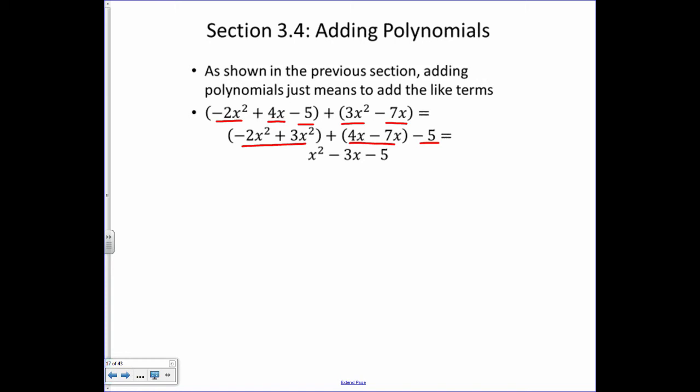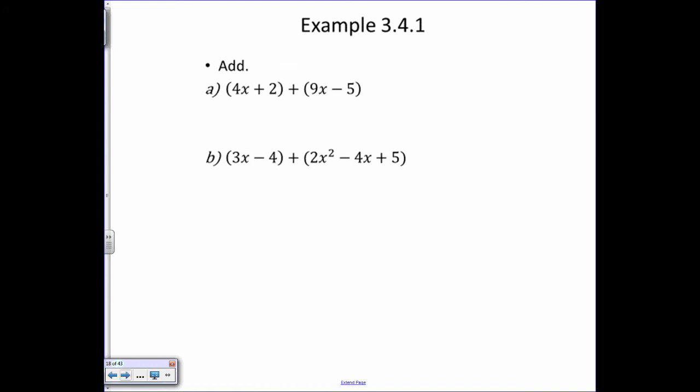Negative 2x squared plus 3x squared will give you positive 1x squared. 4x minus 7x will give you negative 3x. And then minus 5. And so let's practice this idea. We're just going to add these polynomials.